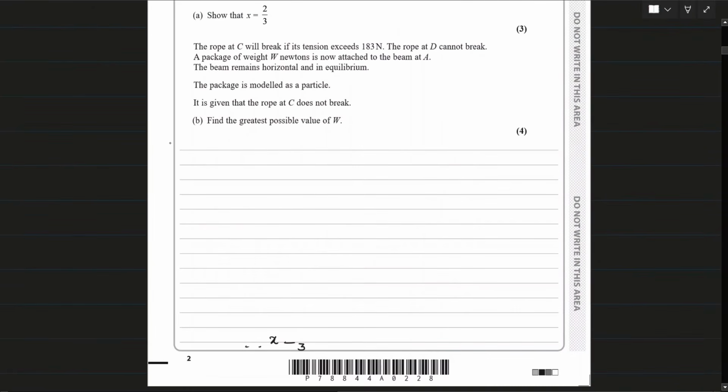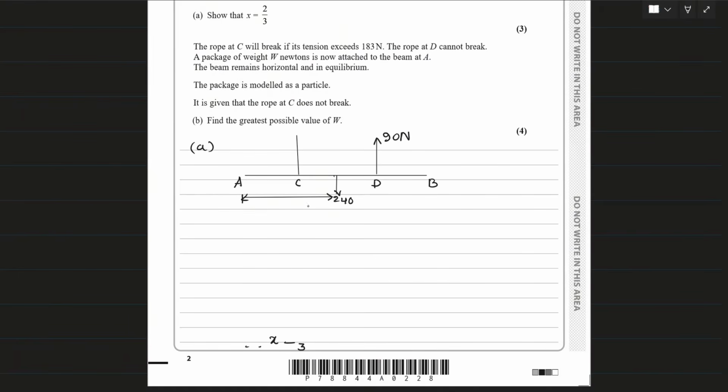So in order to do part A, we can first consider the information given here. So we have the beam here and there are two ropes at point C and point D. The two ends of the beam are called A and B. The rope at point D has a tension of 90 newtons and the beam has a weight of 240 newtons, and the weight is acting at the center of the beam. As the length of the whole beam is 8 meters, the distance of the center of mass is 4 meters from both ends.